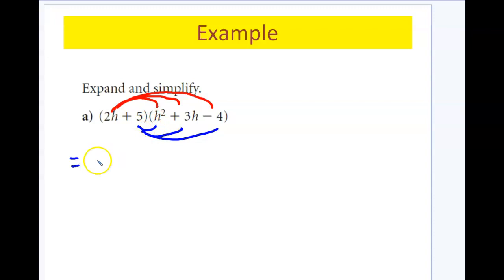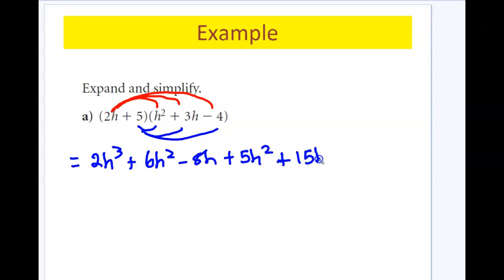So 2h times h squared is going to be 2h cubed. 2h times 3h will be 6h squared. 2h times negative 4 will be negative 8h. Now when I distribute the 5, 5 times h squared is 5h squared. 5 times 3h is 15h. And 5 times negative 4 is negative 20.